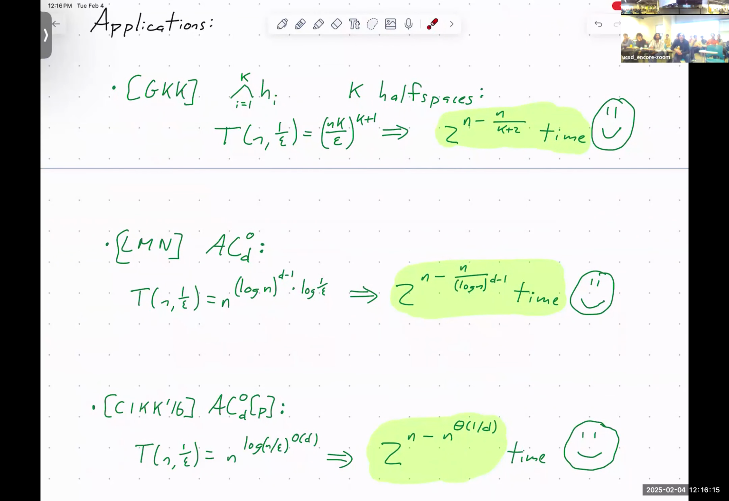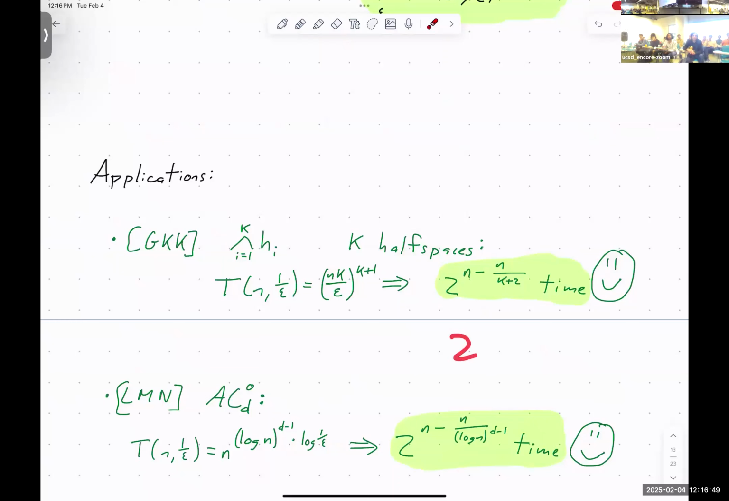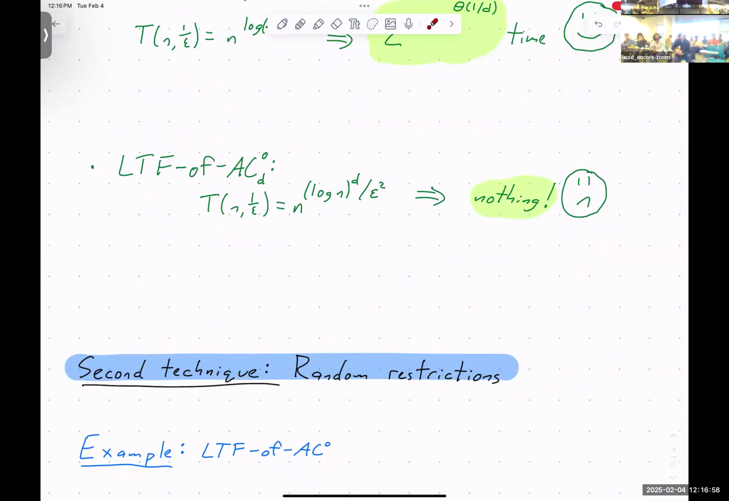CIKK, I think this was your epsilon dependence: log n over epsilon to the power d. If I'm correct about this, the savings is still non-trivial, but smaller because we don't have as good an epsilon dependence. And for a class like LTF of AC0, the result you're going to prove once you finish Daniel's work on the Gaussian linear conjecture, the dependence on epsilon is not very good. It's like 1 over epsilon squared in the exponent, and you get something like 2 to the n over root n, which is not a savings. So this simple trick can only get you so far.